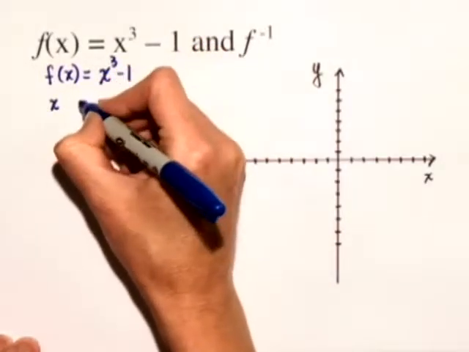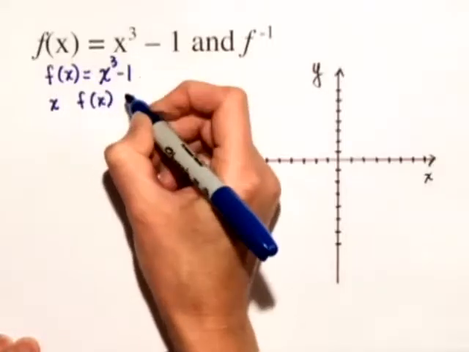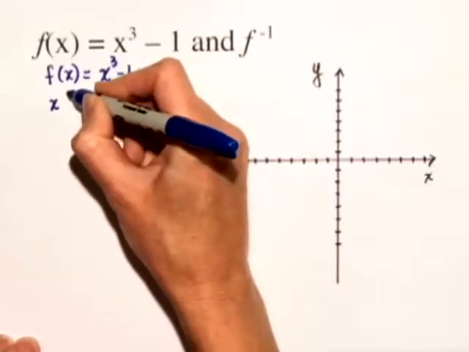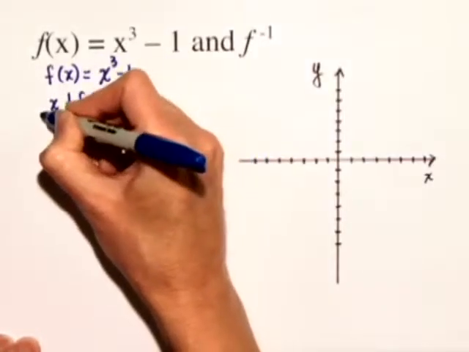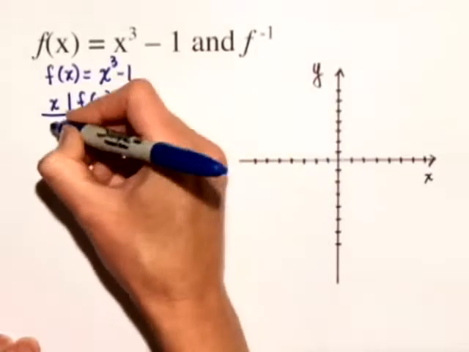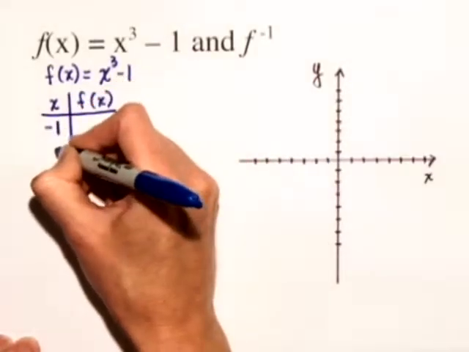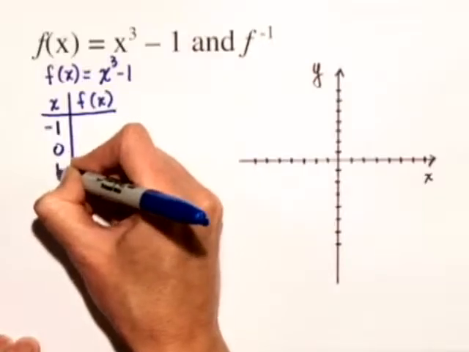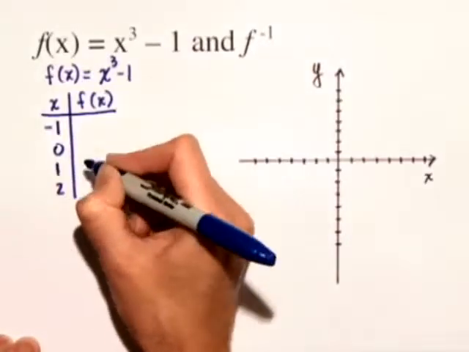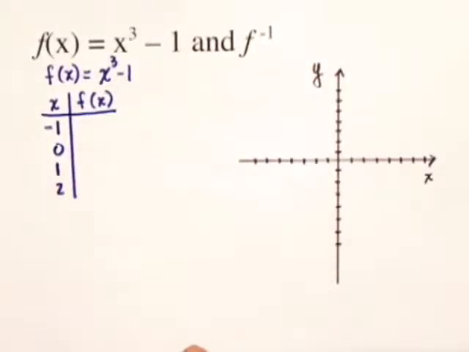And in order to graph this, we know that it's a cubic function since it's x to the third power, and we'll pick a few points to graph. So let's let x equal -1, 0, 1, and 2. If we need a few more points, we can always add those.